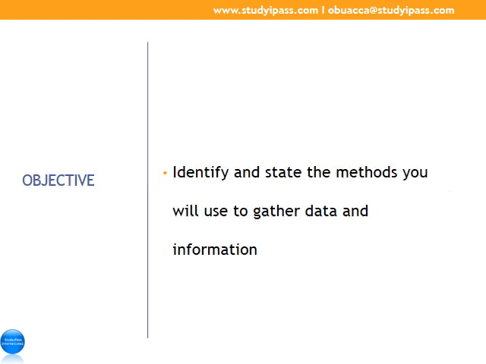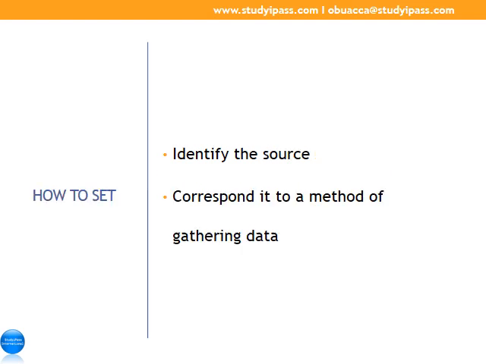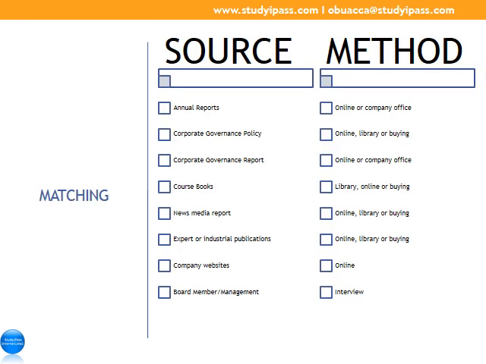And the objective of 2.2 is to identify and state the methods you use to gather data and information. What the marker is seeking to know is how would you collect data from the sources you have identified under 2.1, sources of information. You answer by, 1, identifying the sources of information, which has already been done under 2.1, and 2, you correspond it to a method of gathering data. Therefore, the methods of gathering data are done by matching them to a source.